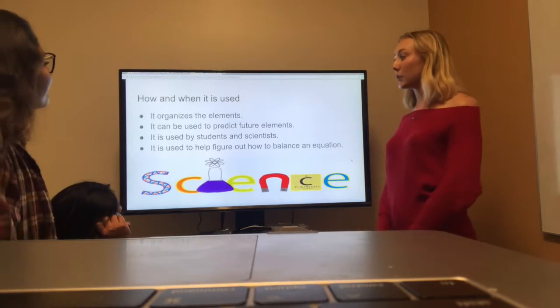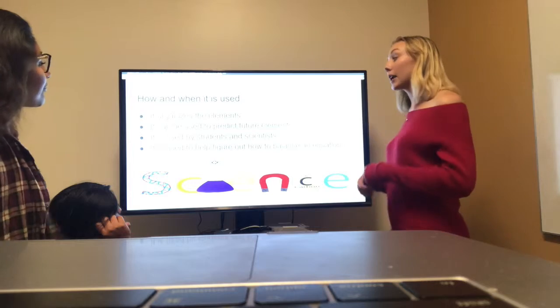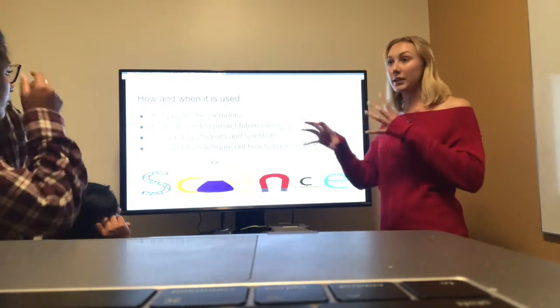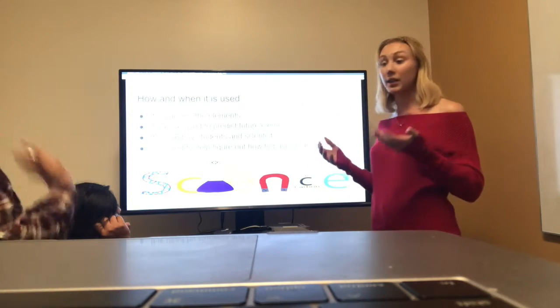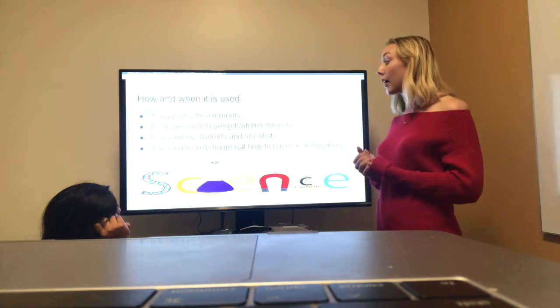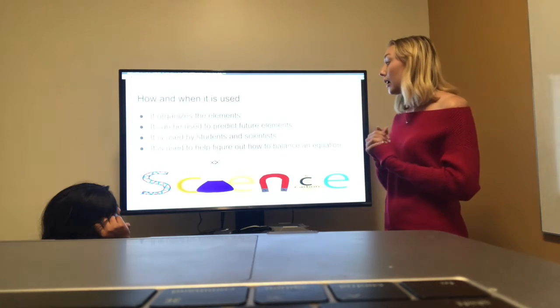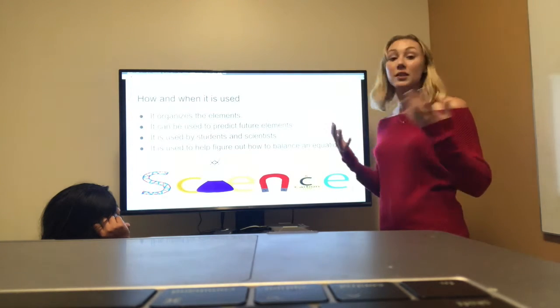So we're going to talk now specifically about how and when the periodic table is used. It organizes the elements and puts them into different sections and categories so it's more easily read. It can also be used to predict future elements. So when you combine one element with another, you're creating other elements. It is also used by students and scientists.